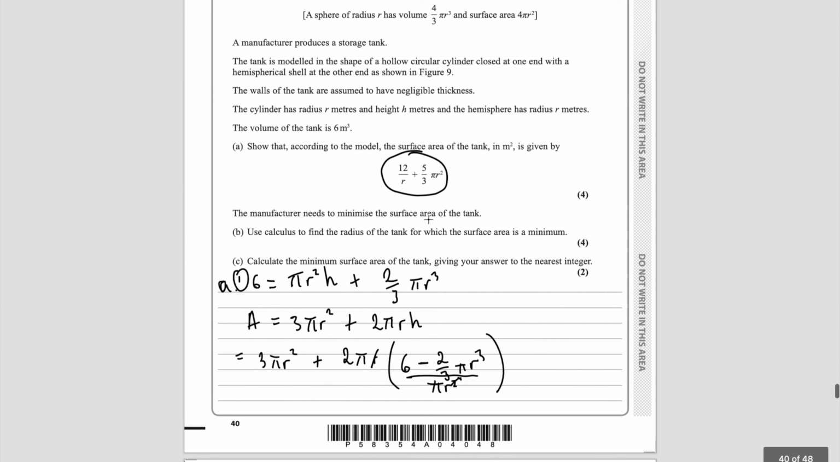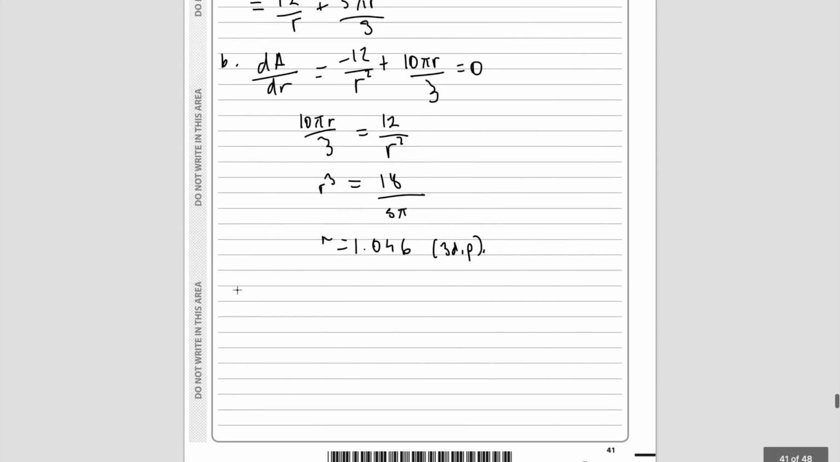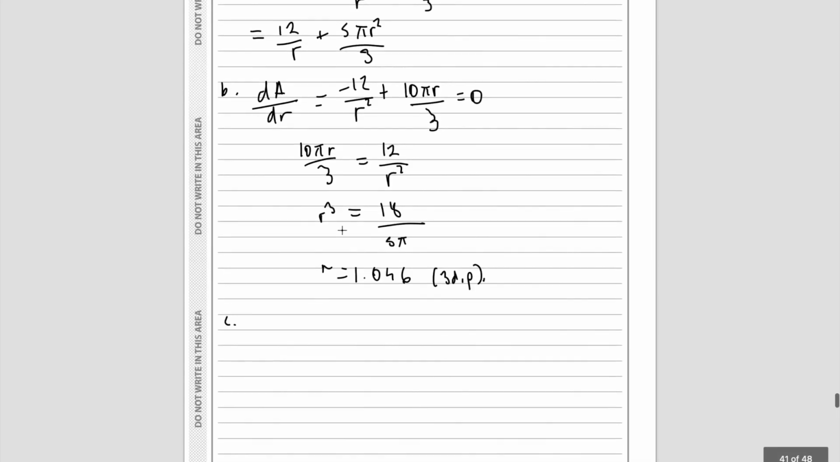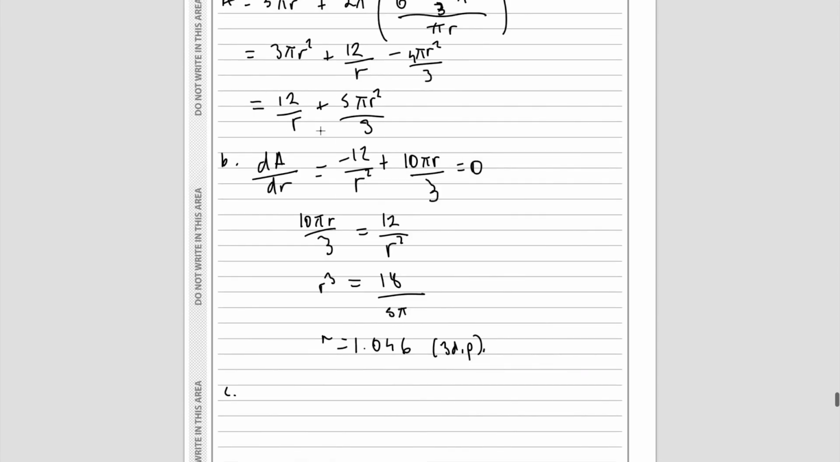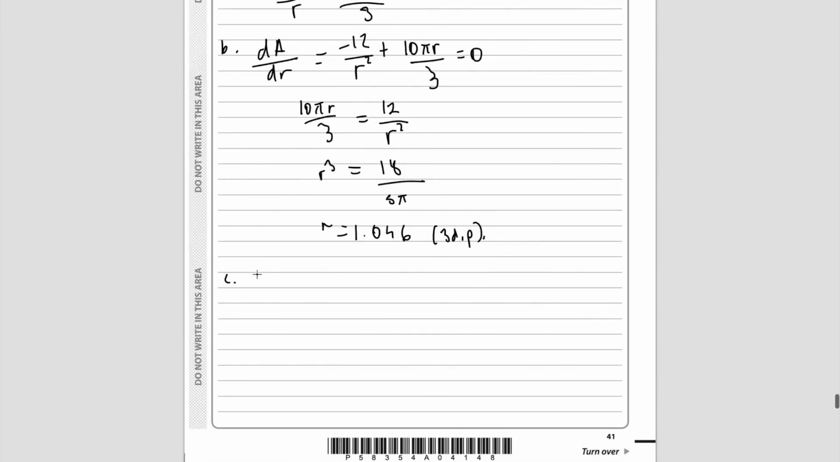For part C, what we're asked to do is calculate the minimum surface area of the tank, giving our answer to the nearest integer. So for part C, quite simply, all we're going to be doing is substituting it into this area formula that we found there. So 12 over 1.046 plus 5 pi times 1.046 squared over 3, whack that into your calculator, and you'll get an area of something like 17 meters squared. Now that there is the answer to question number 13.